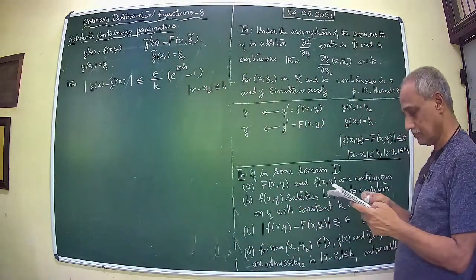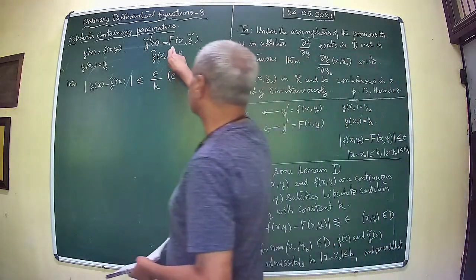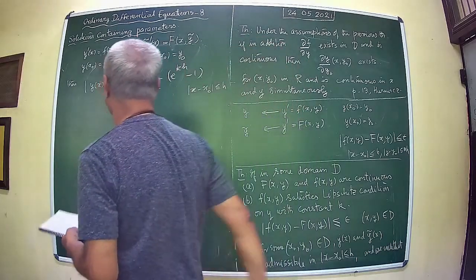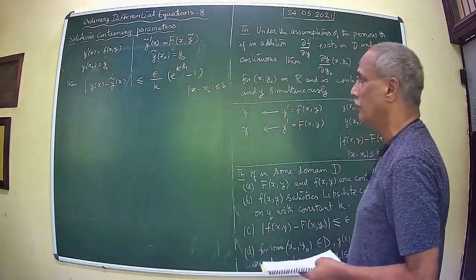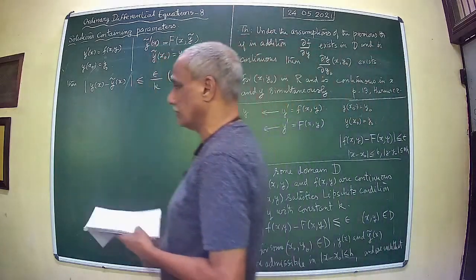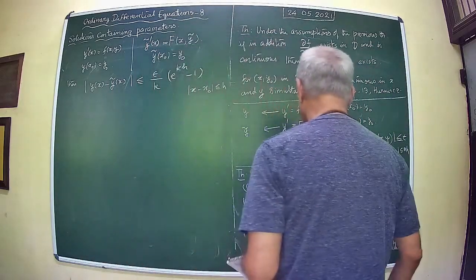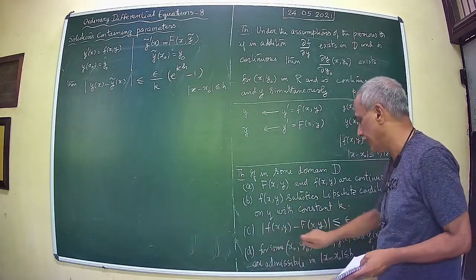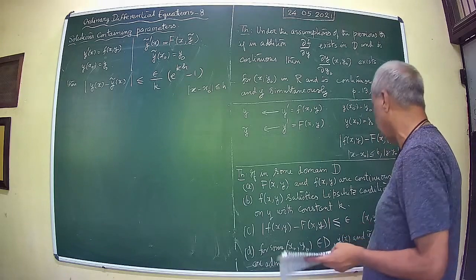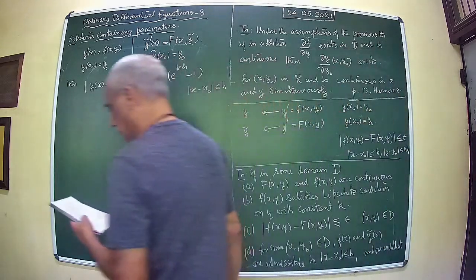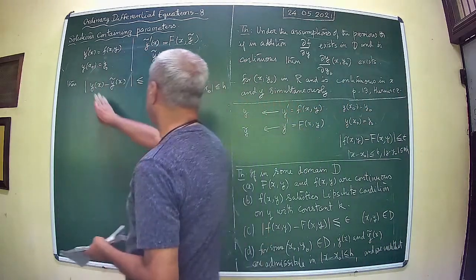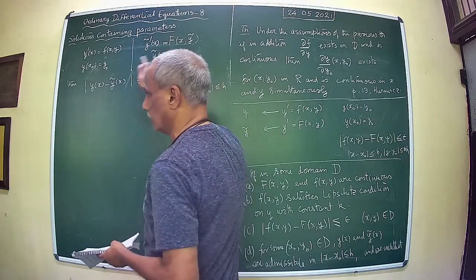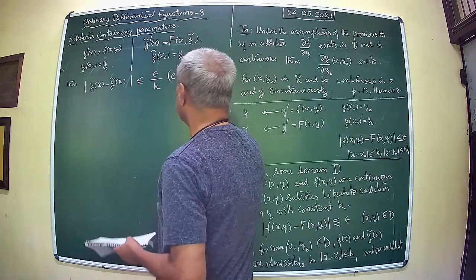Capital F. Yeah, that was a mistake. It's capital F. These are two initial value problems now with the same initial data, but the equations are different. And there is a condition that is given, that is f and capital F are lying closer on D. Then what we assert is that y and y tilde are also lying closer, and the estimate for the error that you have is given by this.